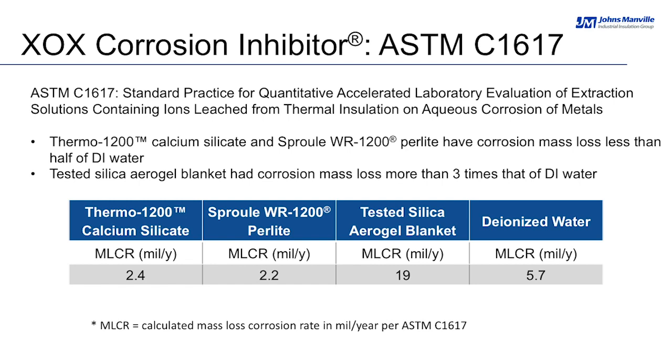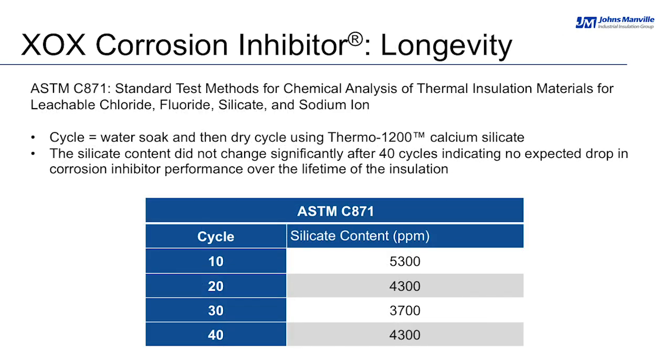So although the data presented here is only a single test example, it's important to note that these results are very repeatable, as we've completed these tests numerous times over the last several years with these specific insulation types. So one of the questions that comes up a lot from end users is the longevity of the corrosion inhibiting package and if it ever runs out. So we decided to test this on the Thermo 1200. Based on the chemistry of the Thermo 1200, we know that the inherent composition of the calcium silicate material, along with the mechanism of silicate release, should not lead to a reduction in corrosion inhibiting properties over time.